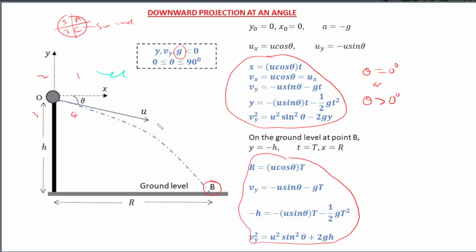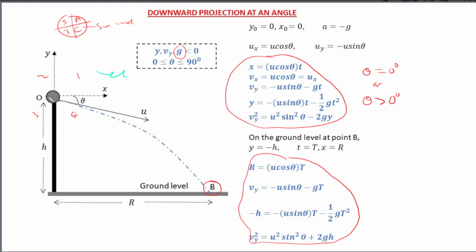So we are going to start from where we stopped the other time. We have this issue of downward projection at an angle. A body is thrown downward. As you can see, the angle is theta, and it goes down from a height h. When it goes down, the value of y starts from up down to the ground. That's why we say y naught is 0. Then when it reaches the ground, y becomes minus h, because this is a negative y-axis.